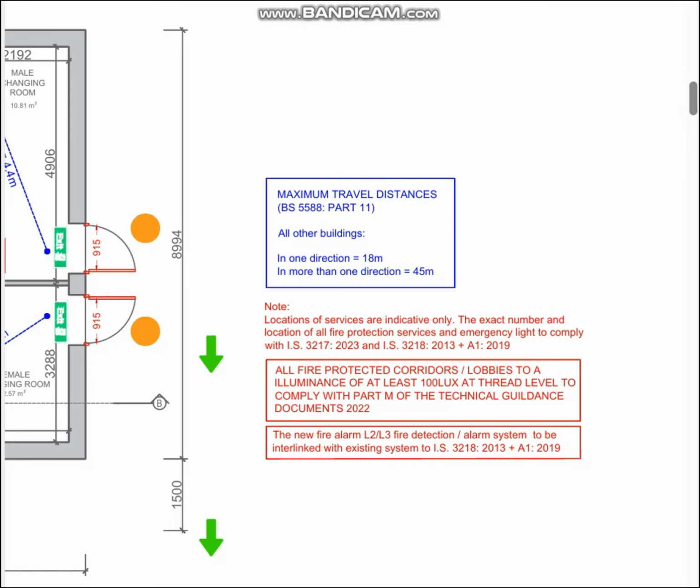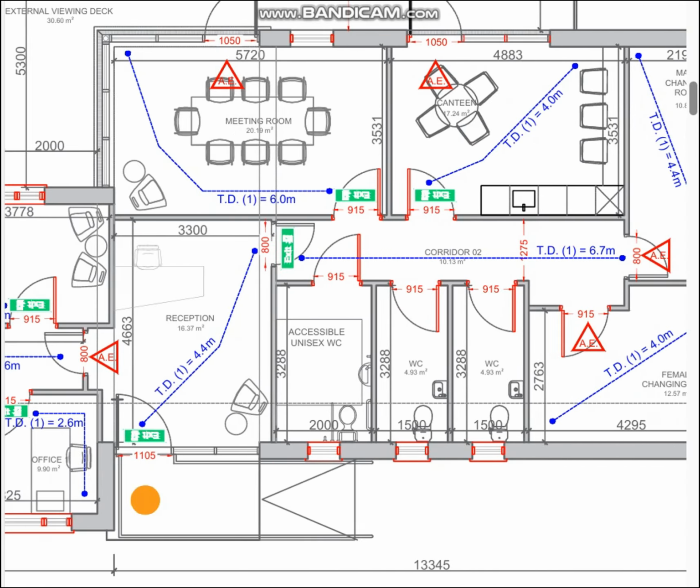And also indicated in red are the necessary codes to comply with in terms of fire alarm detection system and emergency lighting, which is IS 3218, IS 3217. Next, we look at the floor plan in more detail.